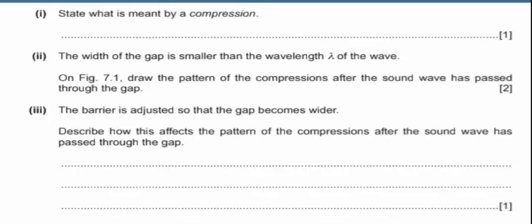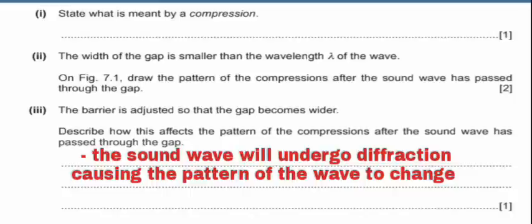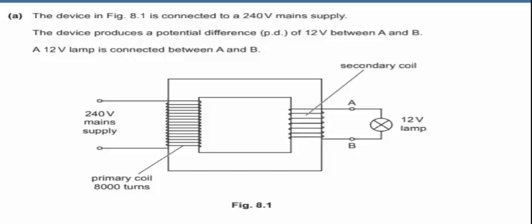As for Roman number 3, it is saying the barrier is adjusted so that the gap becomes wider. Then the question reads, describe how this affects the pattern of the compressions after the sound wave has passed through the gap. So here we are going to say the sound wave will undergo less diffraction, thereby changing the pattern of the compressions. That's the answer. Let's see the next one.